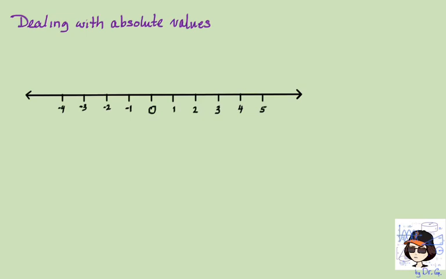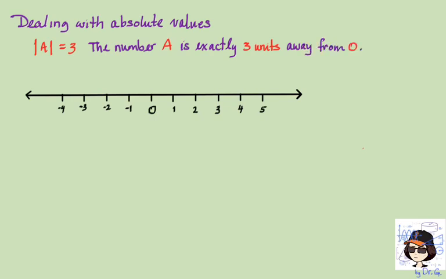Okay, so let's start with a simple example. Let's start with the absolute value of A equals 3. So what does A have to be if it satisfies this equation? Well, remember that just means that the number A, the thing inside, is exactly 3 units away from the number 0. That's all it means. The absolute value of A is the distance away from 0. So this number A is a distance of 3 away from 0.